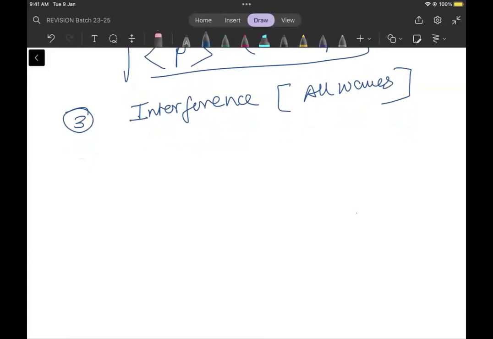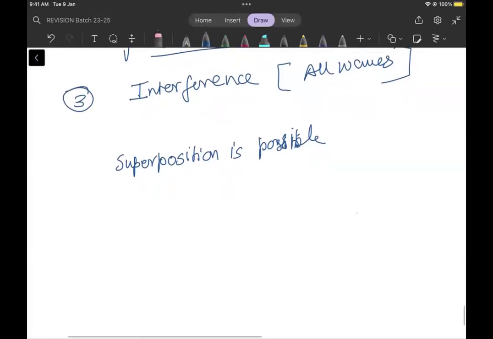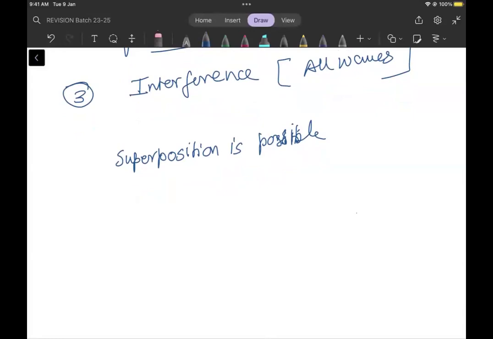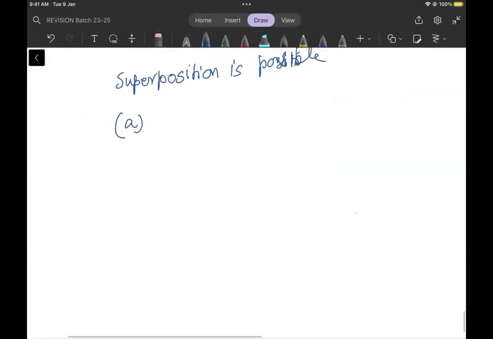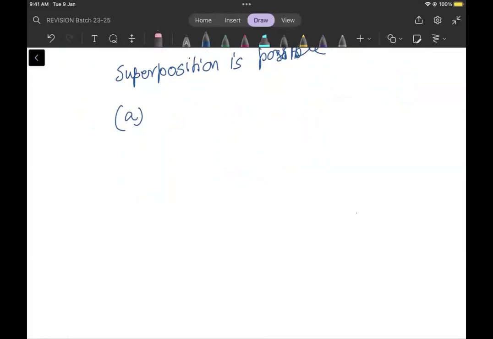Interference simply states that waves can superimpose on each other. Superposition is possible. And this superposition is not possible when we are talking about matter. Superposition of matter is not possible. Superposition of waves is possible. What happens when waves superimpose on each other? So you need to really remember a couple of things when waves superimpose on each other.